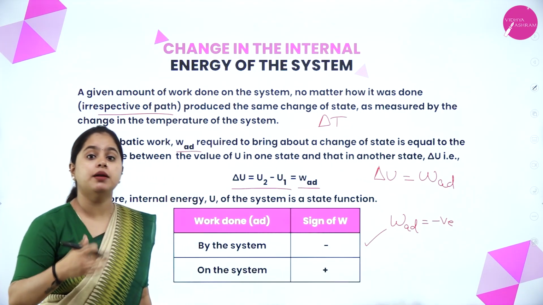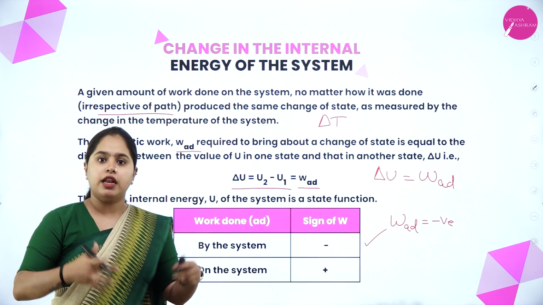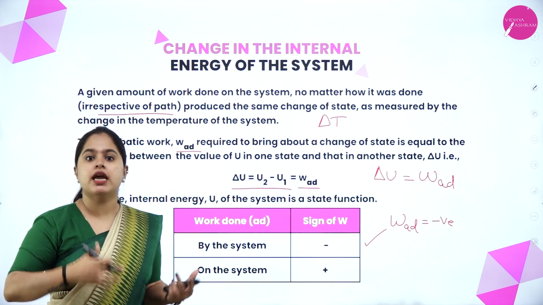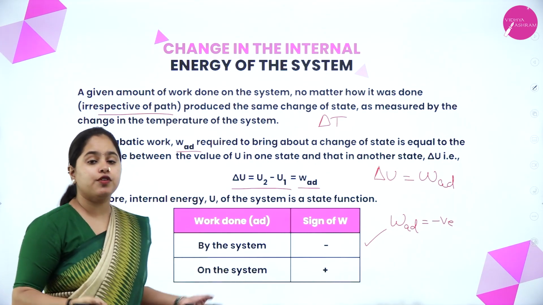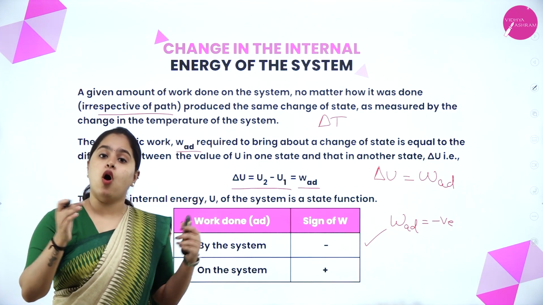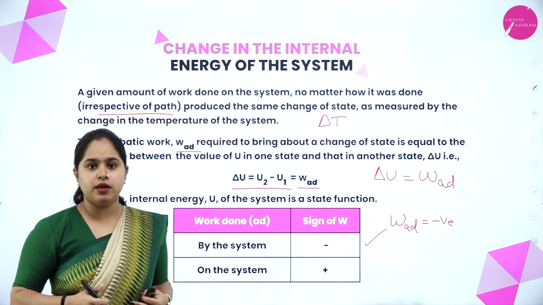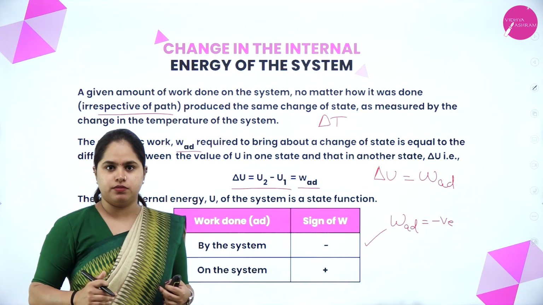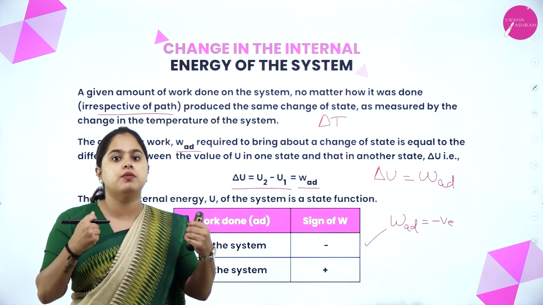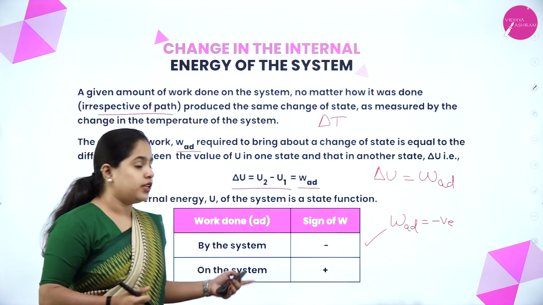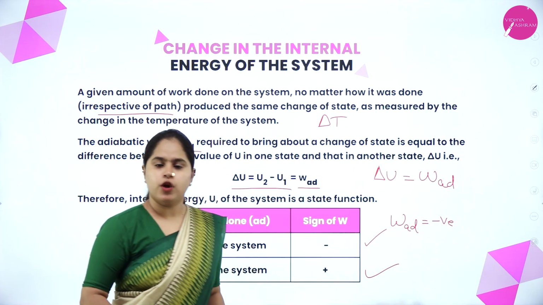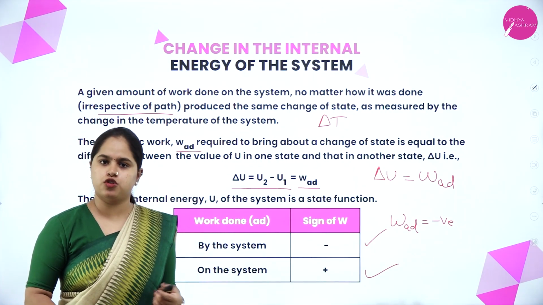If I am the system and I am doing some work, that means I am losing my energy, so you say a negative value. If the work is done by the system, the sign you have to use is negative. And if the work is done on the system, that is, if I am the system and I am having food and getting energy, that means I am positively charged, I am highly energetic now. Same way, work done on the system means your work will be a positive value. So this is the sign convention, which is also important.